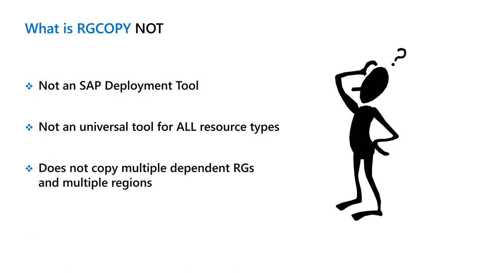RGCOPY is based on a single resource group. All copied resources are stored in the target resource group within a single region. There are few exceptions. For example, you can copy a VM that is using a NIC or a subnet in a different resource group. However, everything ends up in a single target resource group, with no relation to other resource groups.